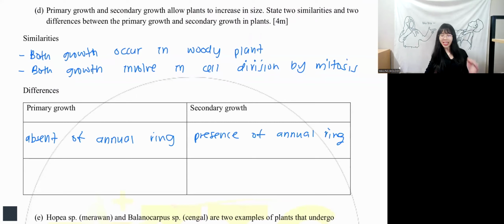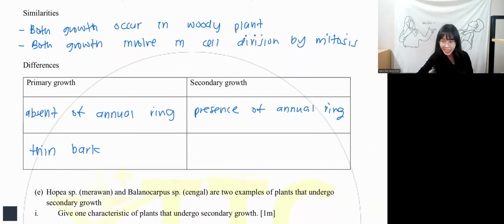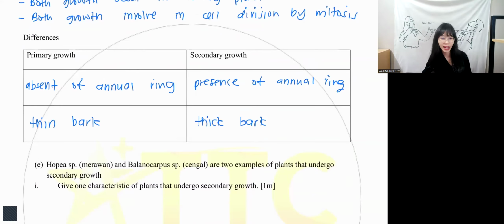Okay, next, we can write thin or thick bark. Primary growth has which one? Thin or thick one? Correct, a thin bark. Very good. Thin bark. Secondary growth, they have thick bark. Correct. Thin or thick bark. Okay.